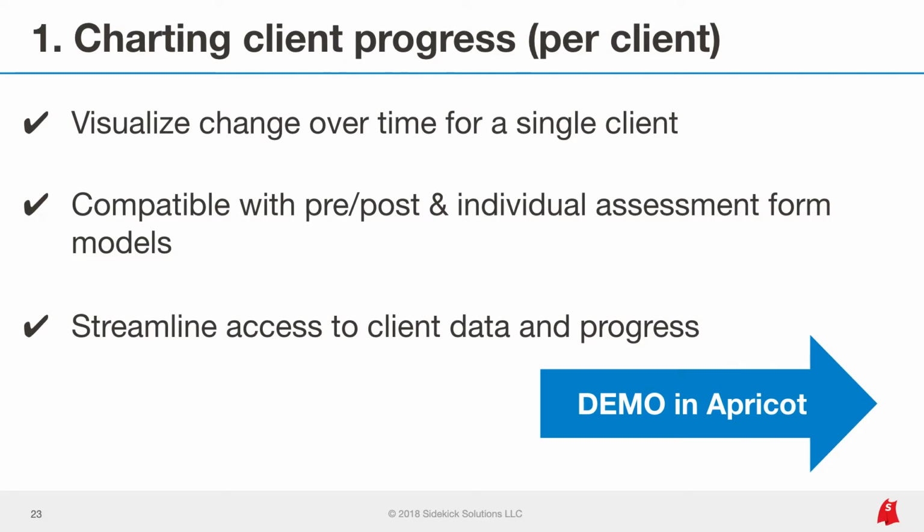Charting client progress over time per client allows you to visualize change over time, again, for a single client. So you get more information from a single report in which you can pull in the records that you wish than you would by looking at someone's document folder and then opening their records one at a time. So this is compatible with both the pre-post model, in which data at multiple intervals is entered on one record, as well as the individual assessment form models. And it's going to allow you to streamline access so that you don't have to go digging through the document folder. So let's take a look at what I mean by a client summary report that charts client progress.